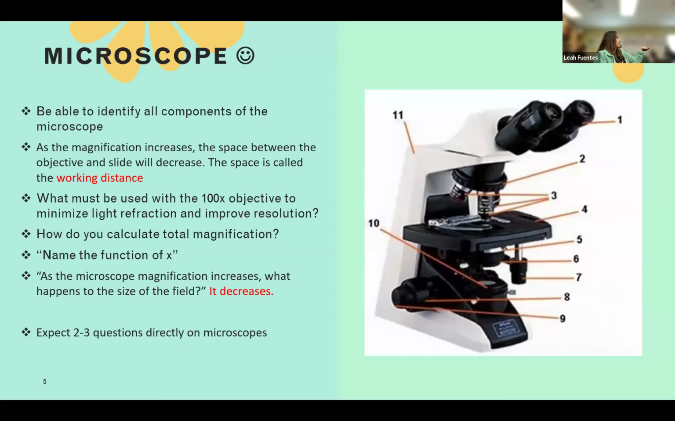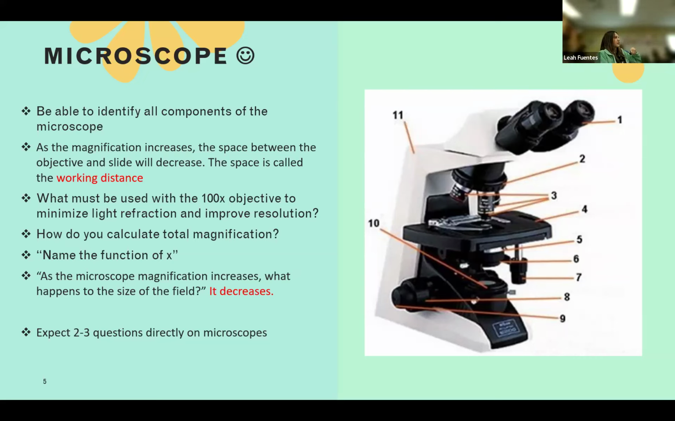And you're going to want to make sure that you can identify which objective lens you're looking at without looking at the number, because I do believe they cover the number. So I'm not entirely sure if they cover the color. They might, but I'm not entirely sure if they do.